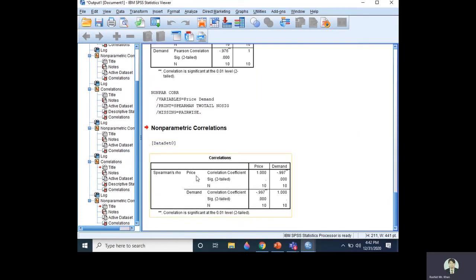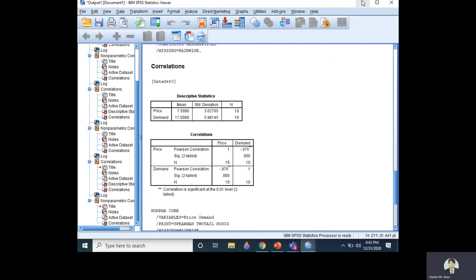Now let's look at the non-parametric correlation, Spearman's rho. Price against demand is minus 0.997, a negative relationship. That's nearly perfect because it's very close to minus 1. If the correlation R value is minus 1, a perfect relationship exists, but the negative sign indicates that the variables are negatively correlated. So it is a strong, negative relationship. That's very significant. Look at the two-tailed test: the p-value is very small.